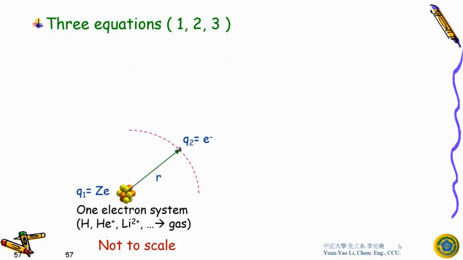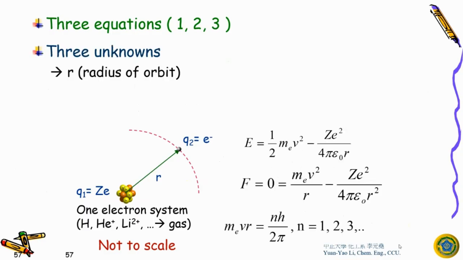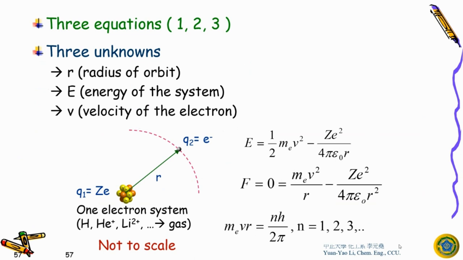As I hope you remember, at the end of the last lecture we told you that there are three equations and three unknowns. Number one, the radius between the electron and nucleus. Number two, the energy of the electron. Third, the velocity of the electron. So we have three equations, and we want to find out these three parameters.